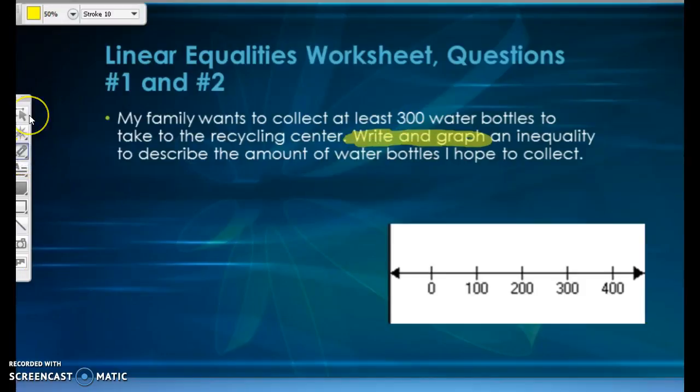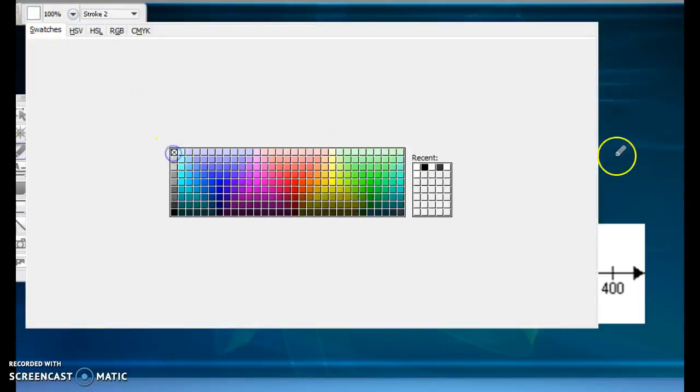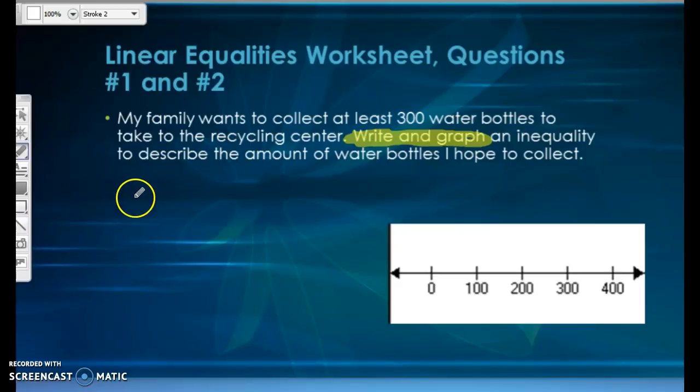So we have to be careful that we make sure we take care of both of the things that they're asking us to do in that question. So let's read here. My family wants to collect at least 300 water bottles to take to the recycling center. Write and graph an inequality to describe the amount of water bottles I hope to collect. Now, you'll notice that on your worksheet, of course, the numbers are changed slightly, but the concept and the directions are the same. I don't want to give you the exact answers because you wouldn't be able to learn anything that way, right? So I'm giving you very similar examples.